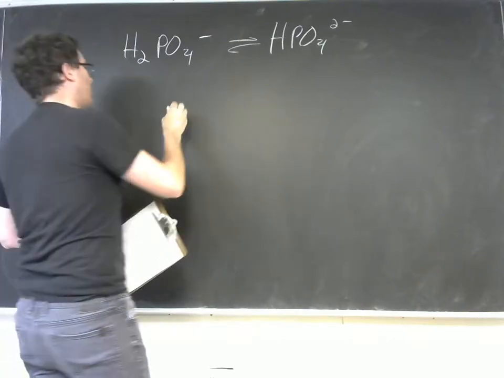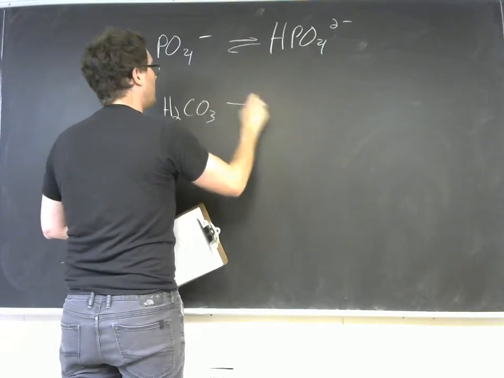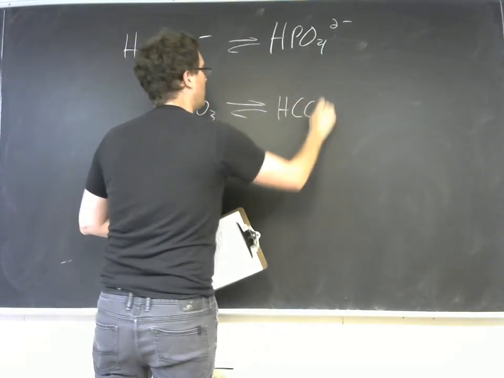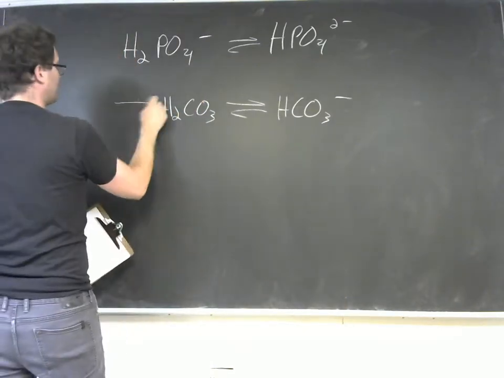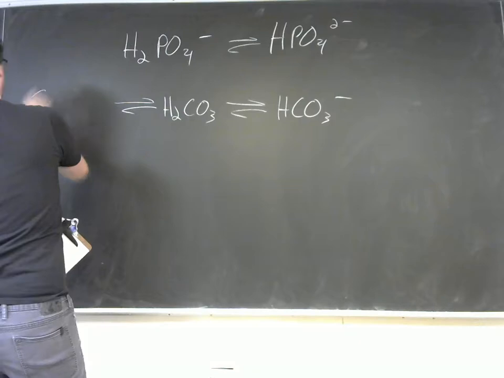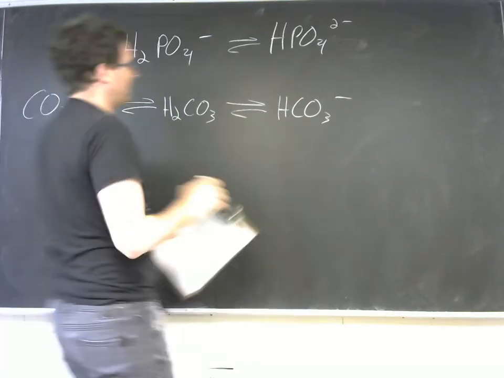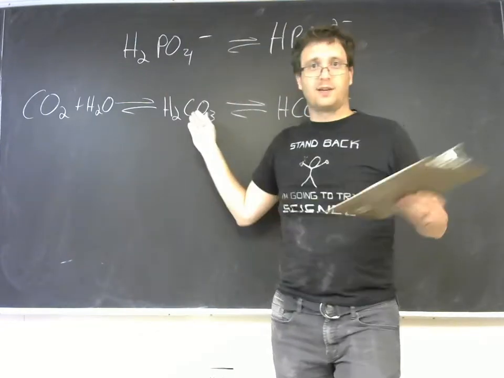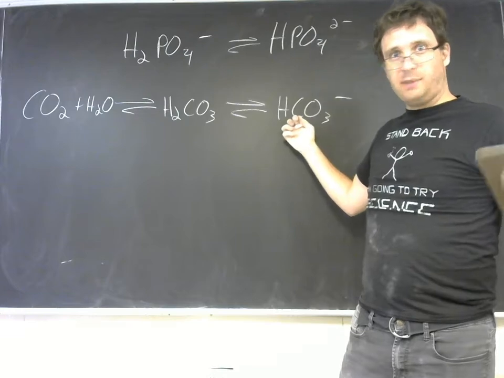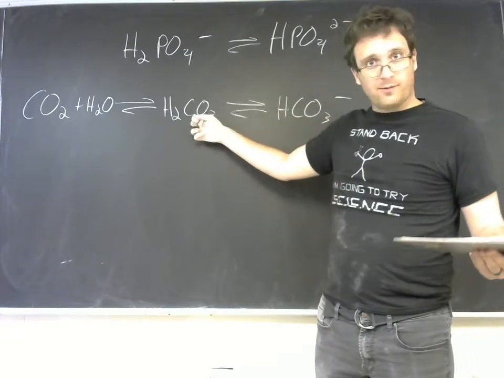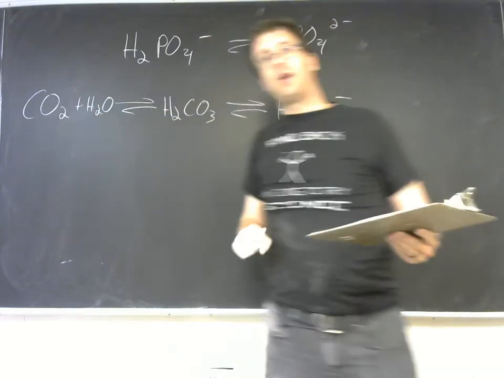And then another is H2CO3 in equilibrium with HCO3-. And H2CO3 is itself in equilibrium with carbon dioxide and water. This is the classic vinegar baking soda reaction. Sodium bicarbonate is baking soda. You add some vinegar to convert it into carbonic acid, and then it will spontaneously produce carbon dioxide gas.